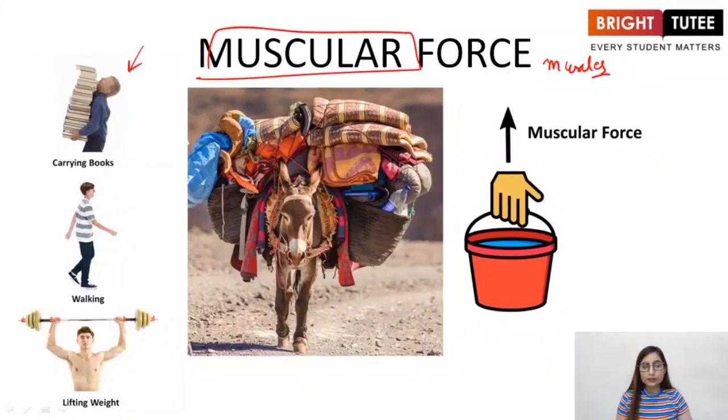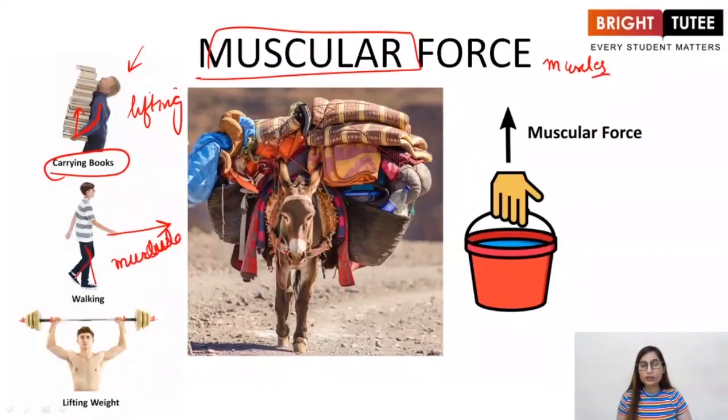Here is a boy and he is carrying some books. So he is utilizing his muscular power to lift these books up, right? He is lifting, he is carrying, and basically he is also walking by holding these books. Now walking is basically coming into motion. This is also muscular force because your legs are working in walking. So this is also muscular. And what is the contact?